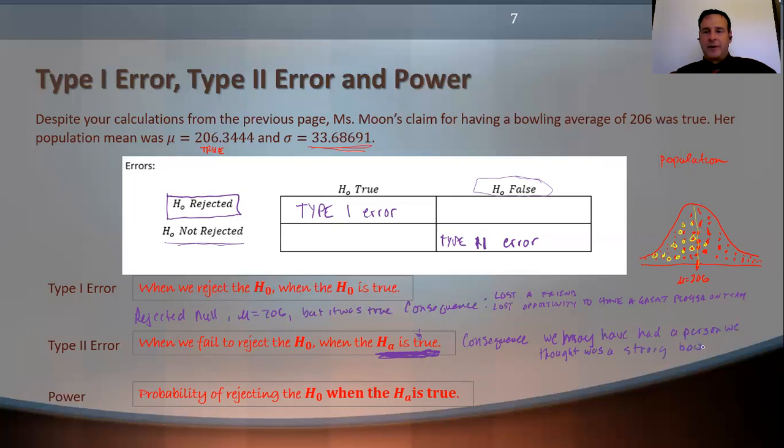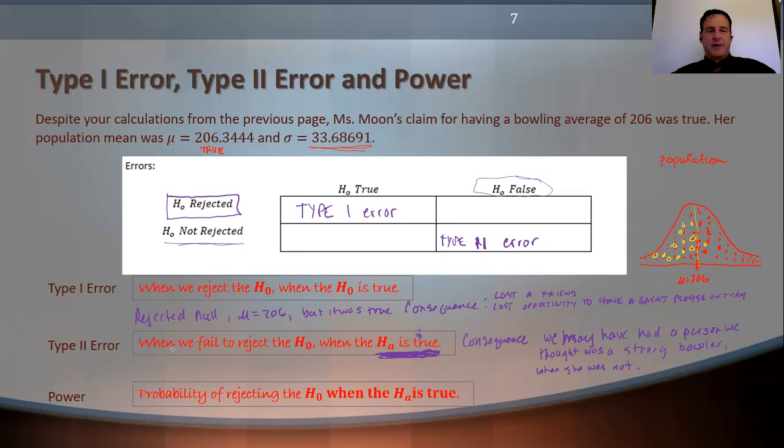Okay, and not just a strong player, we'll say a strong bowler, when she was not. All right, and that may hurt the team. You know, like when we were going to a championship game, and again, she's a ringer that we're bringing in because she says she has this great average, and in the end, it's like, wow, you weren't nearly as good as you said you were. Okay, and so that would be a consequence of this moment.